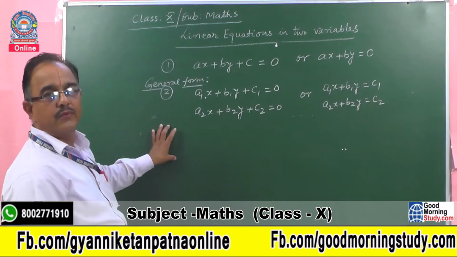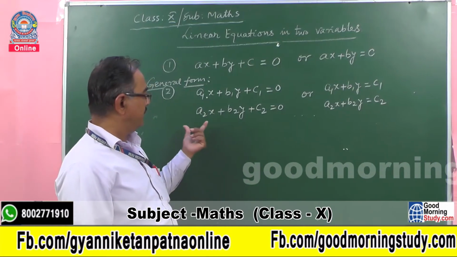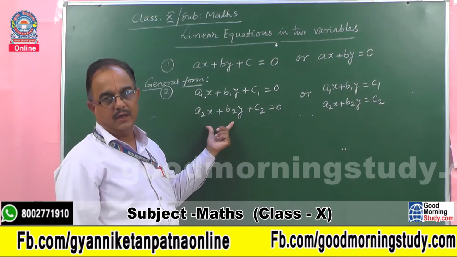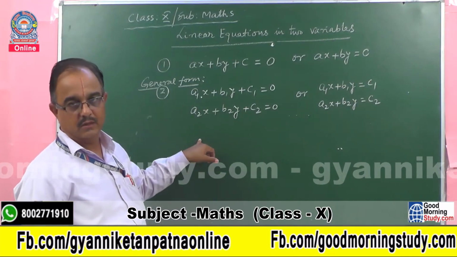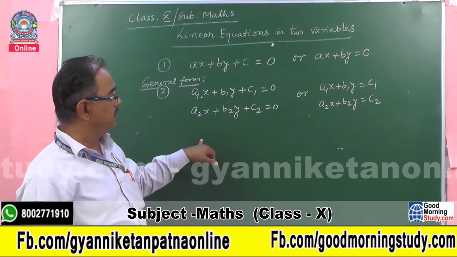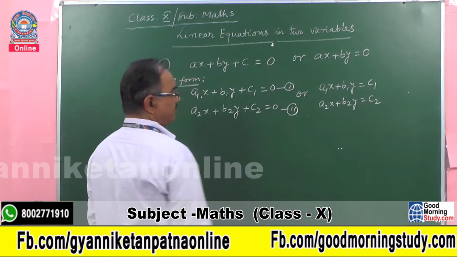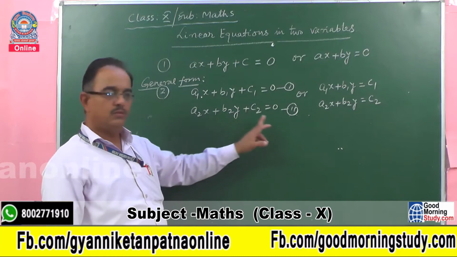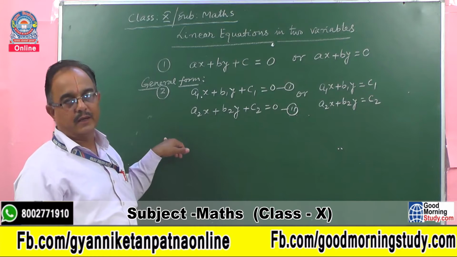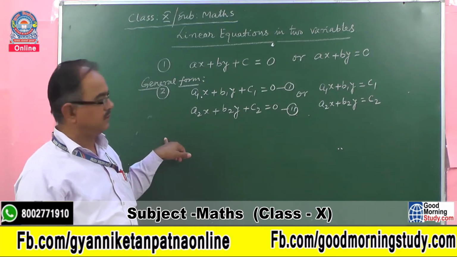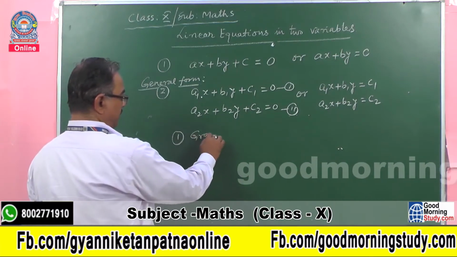Then the solution of this type of system of equations. Solution means a pair of values of x and y which will satisfy both the equations. So how can you find the solution of these equations? Two equations are given together. Consider this is 1, this is 2. There are different methods through which we can solve the system of linear equations. The methods of solving are, first method is the graphical method.